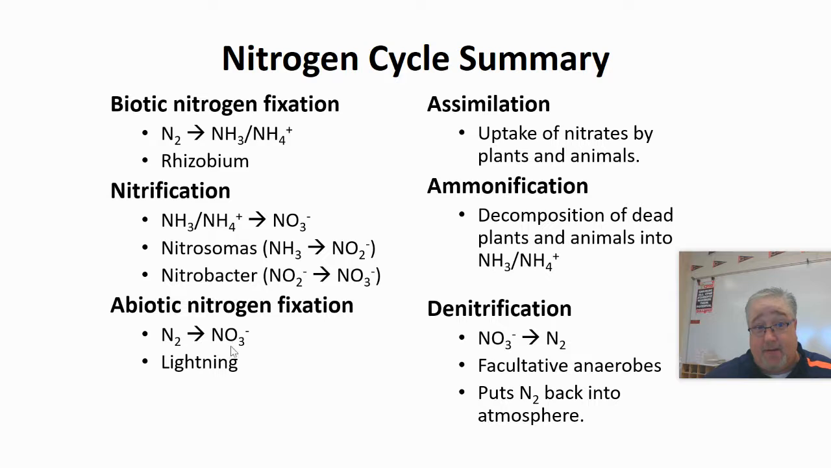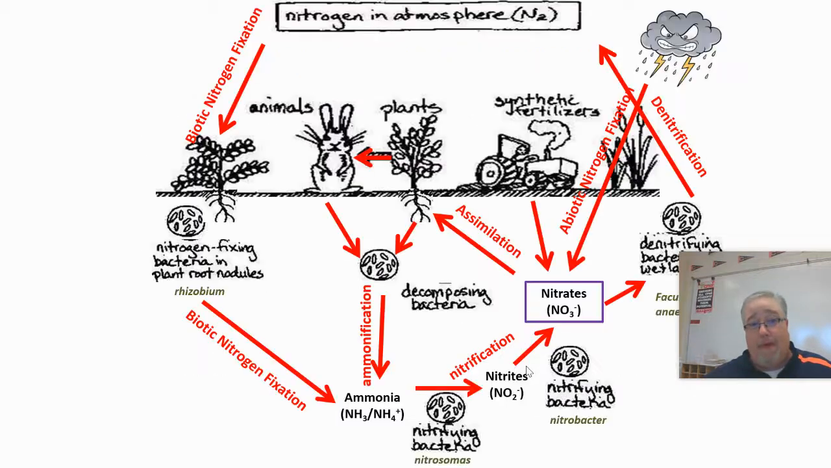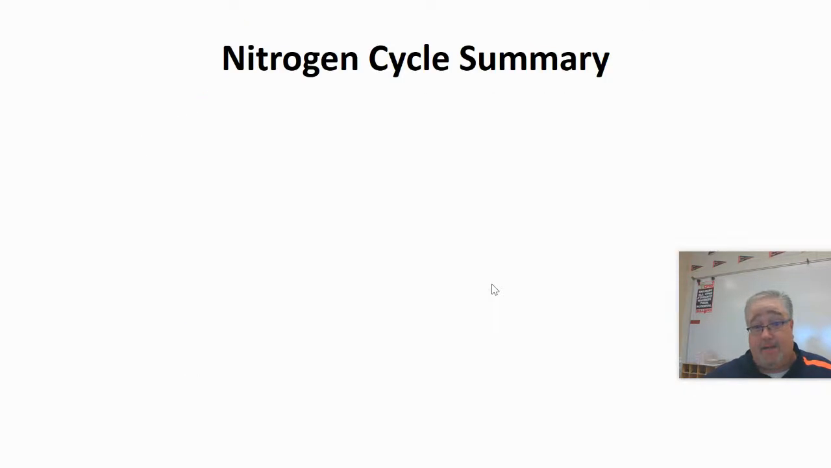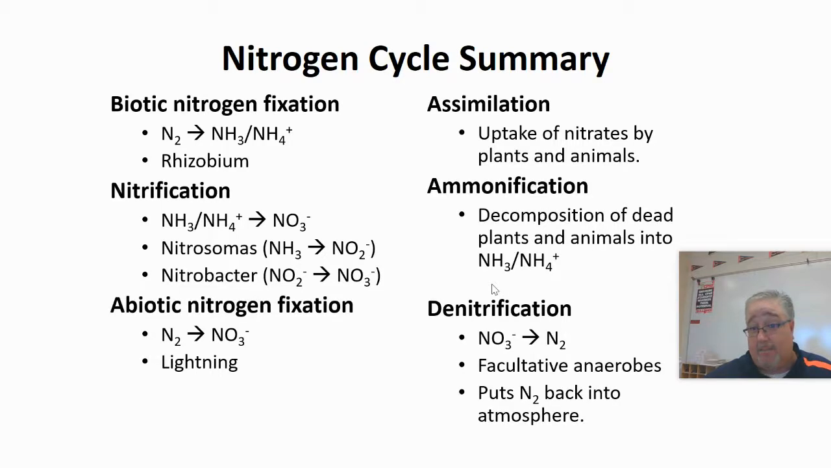Abiotic nitrogen fixation, that's done by lightning. Assimilation, that's the uptake of nitrates by plants and animals. Ammonification is the decay or the decomposition back into ammonia. And then we have denitrification, where all those nitrates go back up into the atmosphere. All right, so that's kind of the last step. So I would use this slide with this diagram, because they're essentially both the same thing. All right, so knowing that is going to be an important thing.